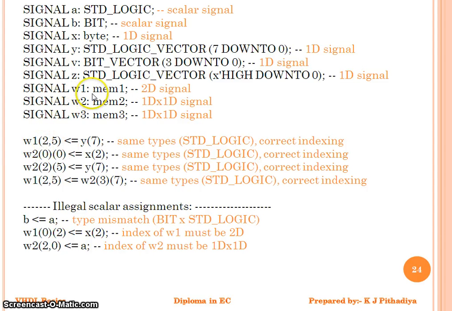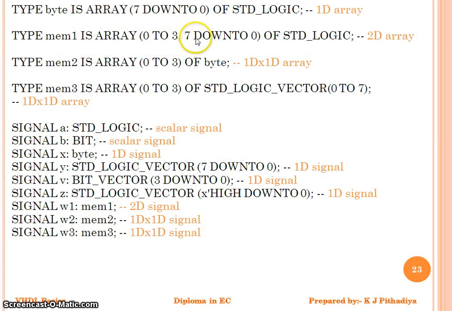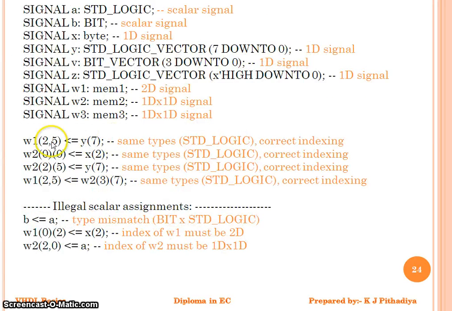W1, now what is W1? W1 is mem1, so mem1 is array 0 to 3 comma 7 down to 0. W1 of 2 comma 5 is assigned y of 7. What is y? Y is 7 down to 0. So these are the ways through which you can easily understand this.